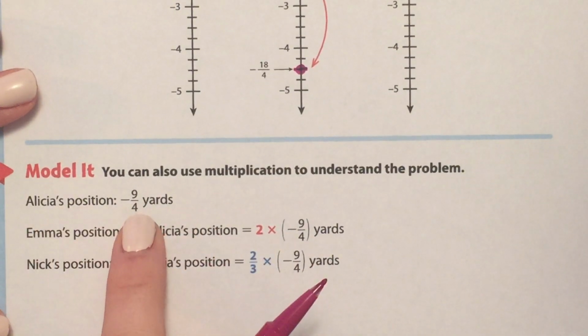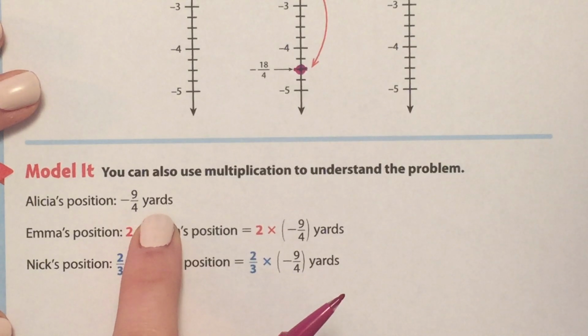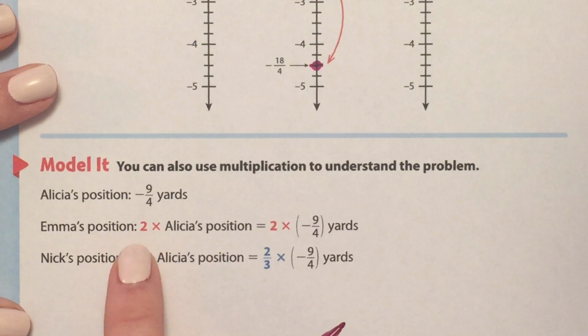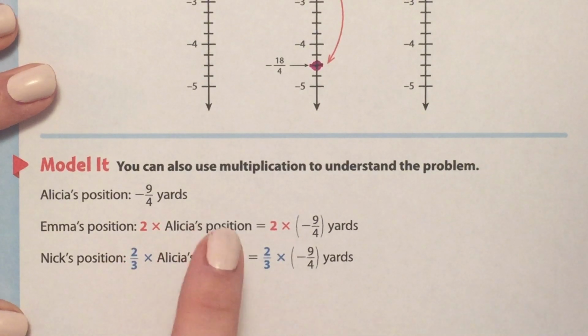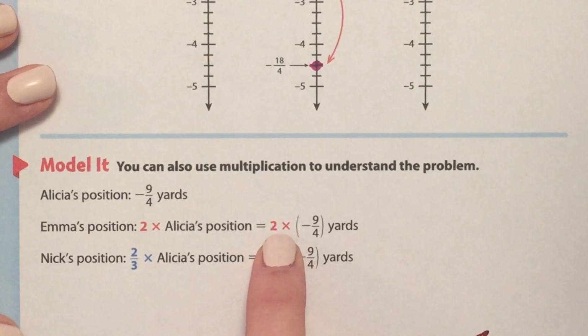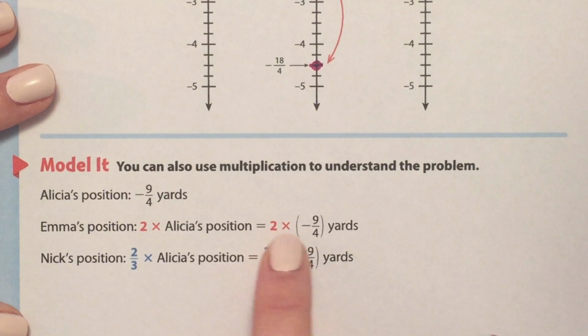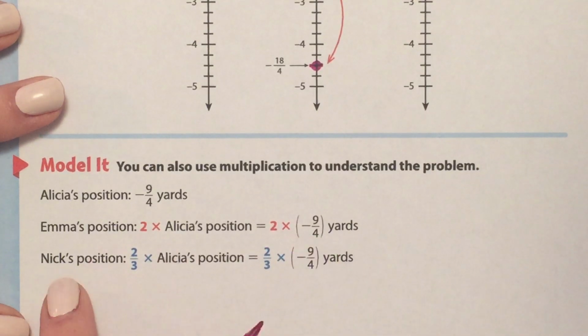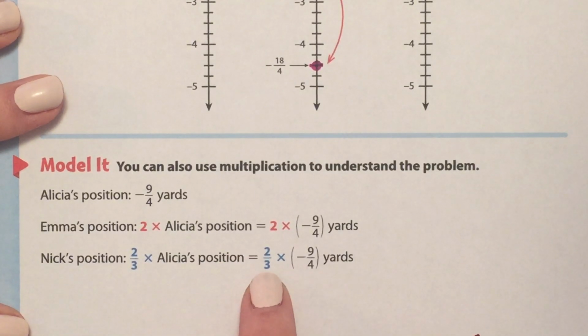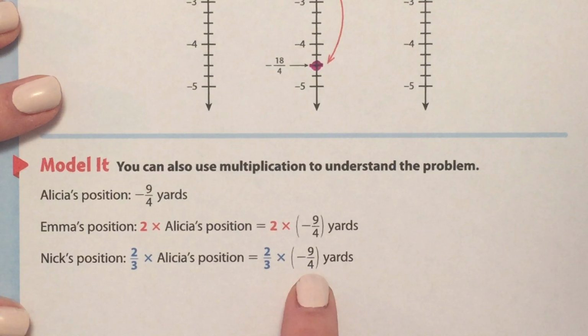So Alicia's position was negative 9/4 yards, or 9/4 yards below the surface of the water. Emma's position is twice as deep as Alicia, and when something is twice as much as something else, we multiply by 2. So her position is going to be 2 times negative 9/4 yards. And Nick's position is going to be 2/3 as deep as Alicia's position, and when something is 2/3 of something, it's 2/3 times that amount. So we can find Nick's position by doing 2/3 times Alicia's position.